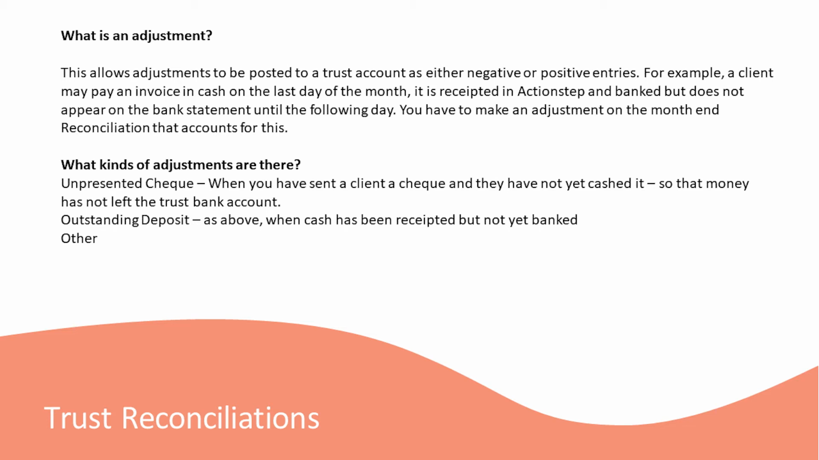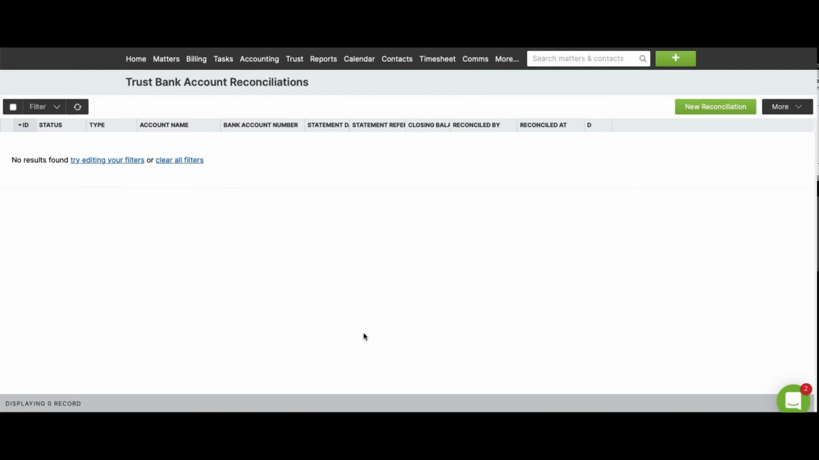There are different kinds of adjustments. So we have unpresented checks, which is where you've sent a client a check, but they've not yet cashed it. So that money has not left the trust bank account, but we have made an allowance for it in our Actionstep system. And also an outstanding deposit, which is the same as the example I described above. We also have another one, other, which you can use in limited circumstances where it does not fit the other two. I'm now going to show you how to do this adjustment while you're doing your reconciliation in Actionstep.